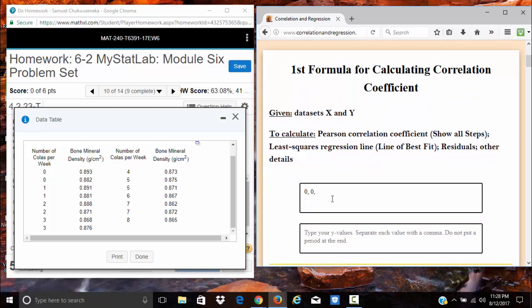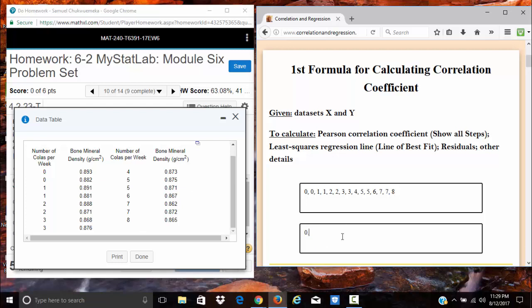Okay, so the x values: 0, 0, 1, 1, 2, 2, 3, 3, 4, 5, 5, 5, 6, 7, 7, 8.